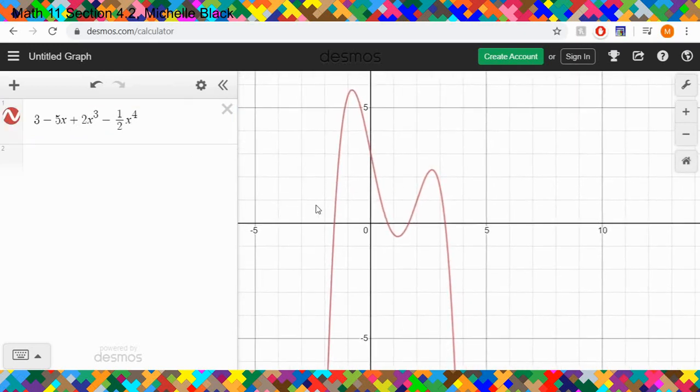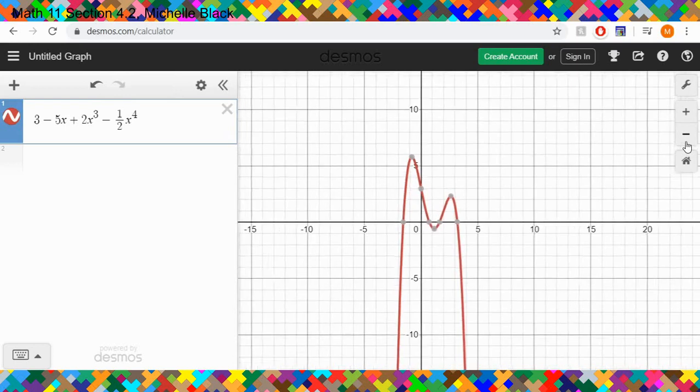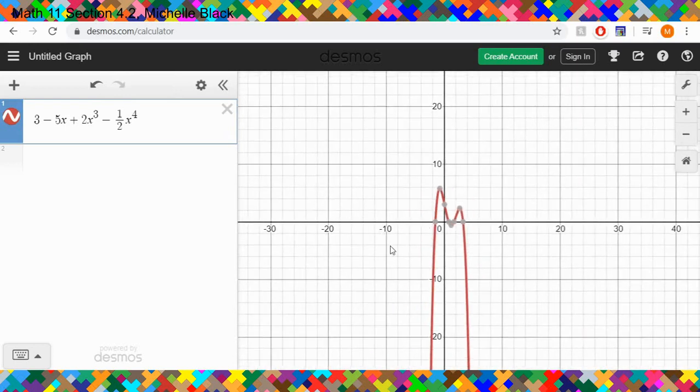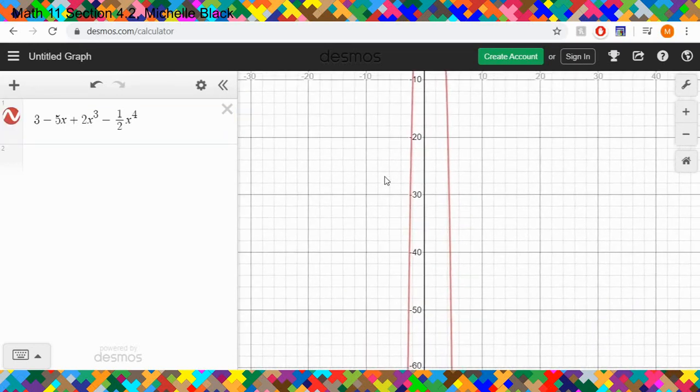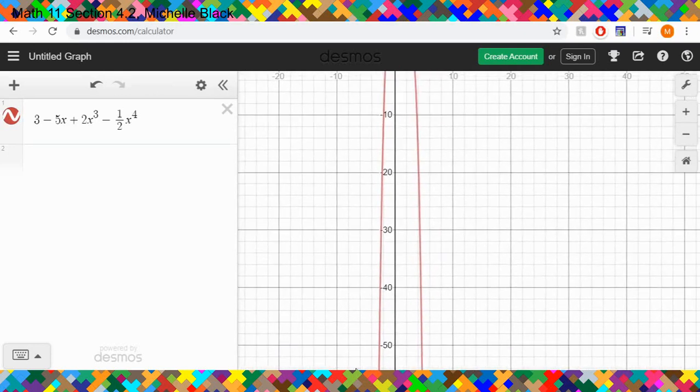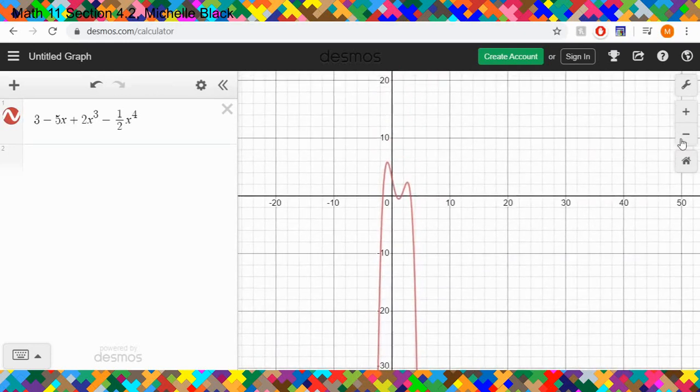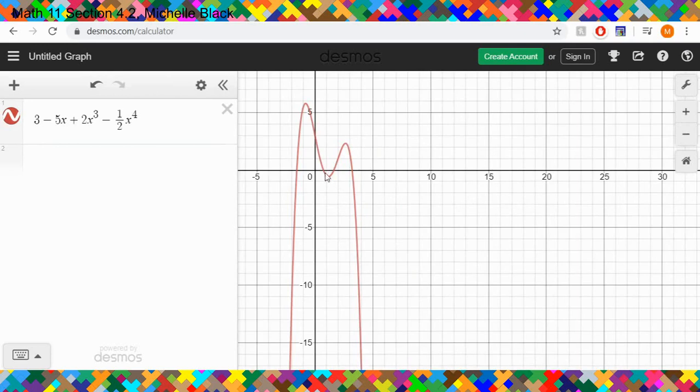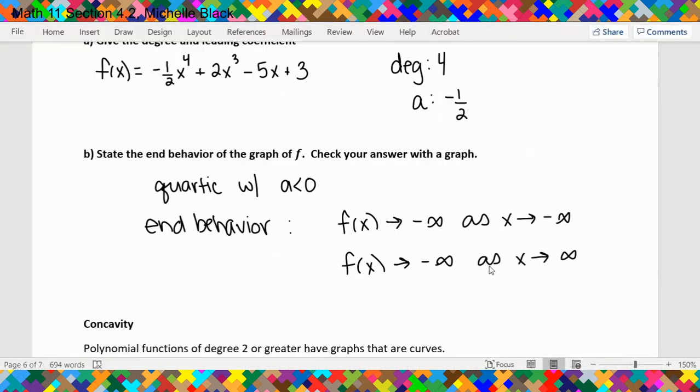And looking at this graph, I do see that my end behavior goes towards negative infinity as my x's are getting smaller. We could even zoom out and see as we go farther and farther to the left, our graph is still going down towards negative infinity. And as my x values get larger, my graph is still going down towards negative infinity.